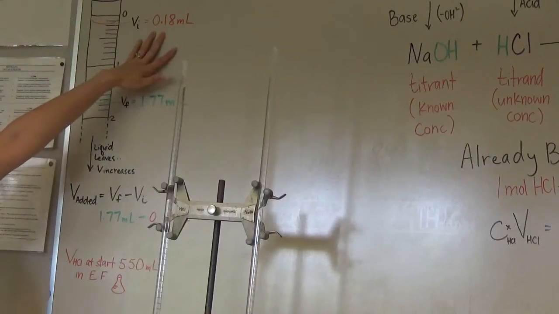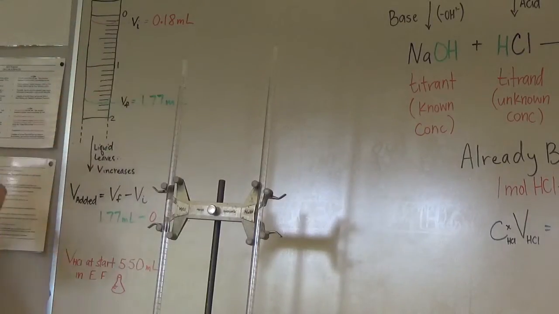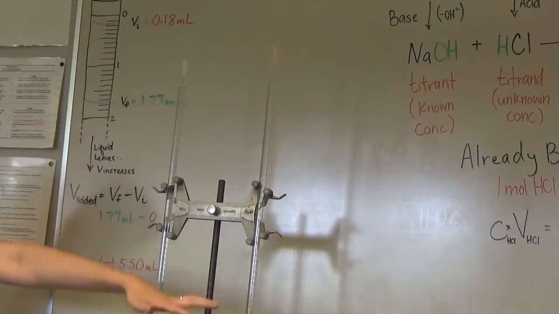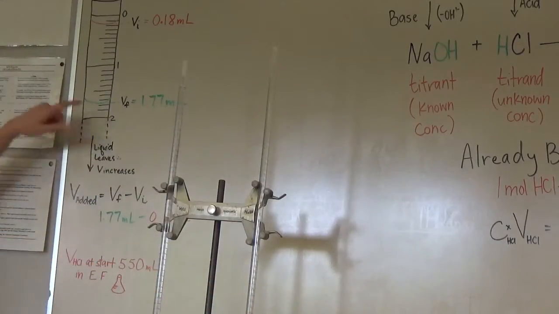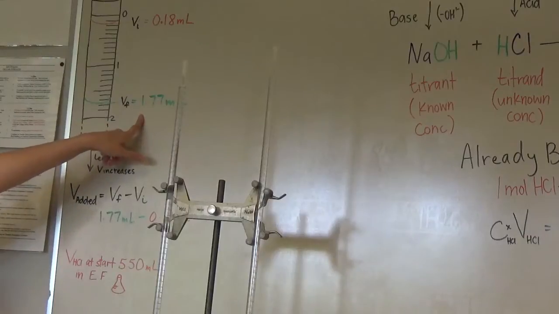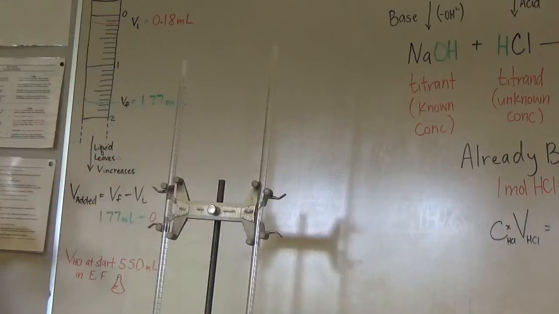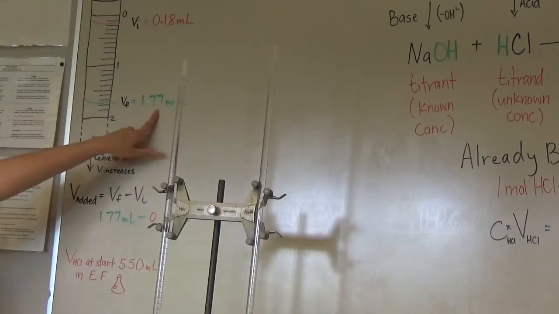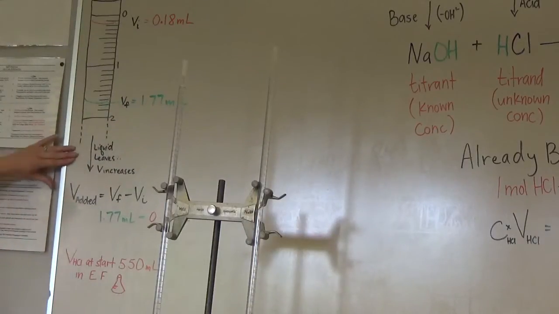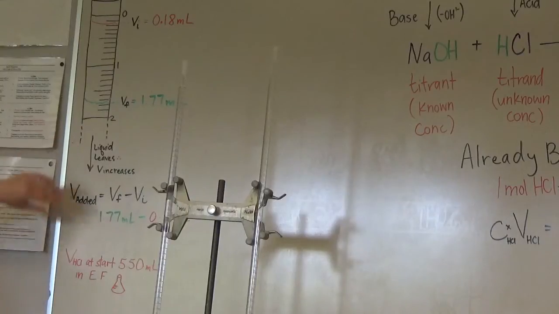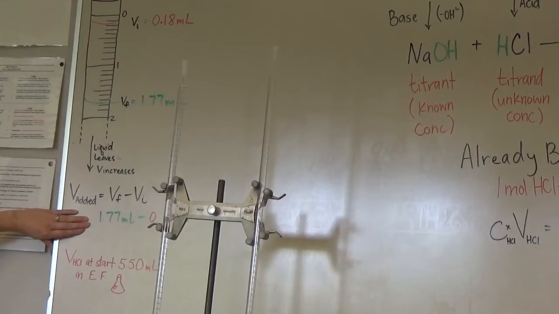So I put down that my initial volume is 0.18 milliliters, and then I add some of my liquid into my Erlenmeyer flask till I get to where I want to be. In this instance, my final volume is equal to 1.77 milliliters, because it's above the 1, it's above the 0.7, but it's not to the 0.8 yet. So I estimated, again, that last number. The liquid is leaving and my volume is increasing. So I'm going to do a calculation where my volume added is equal to the volume final minus the volume initial, and we're not going to go through that right now.